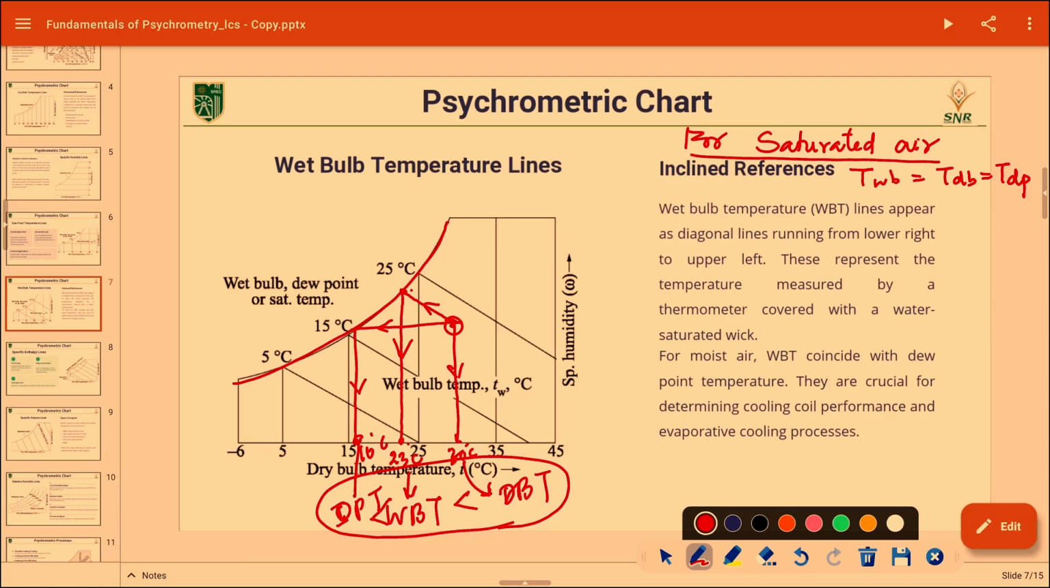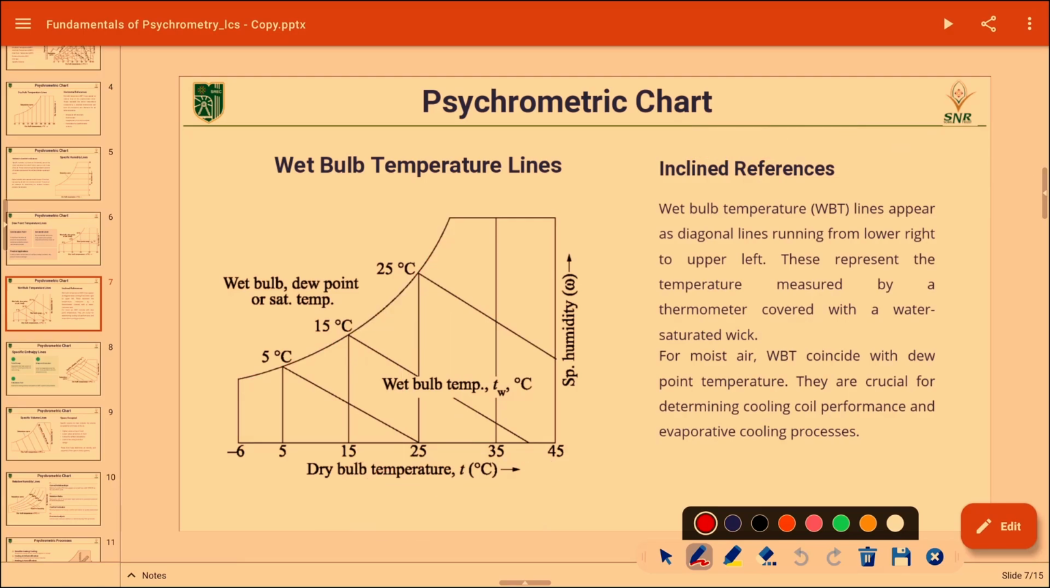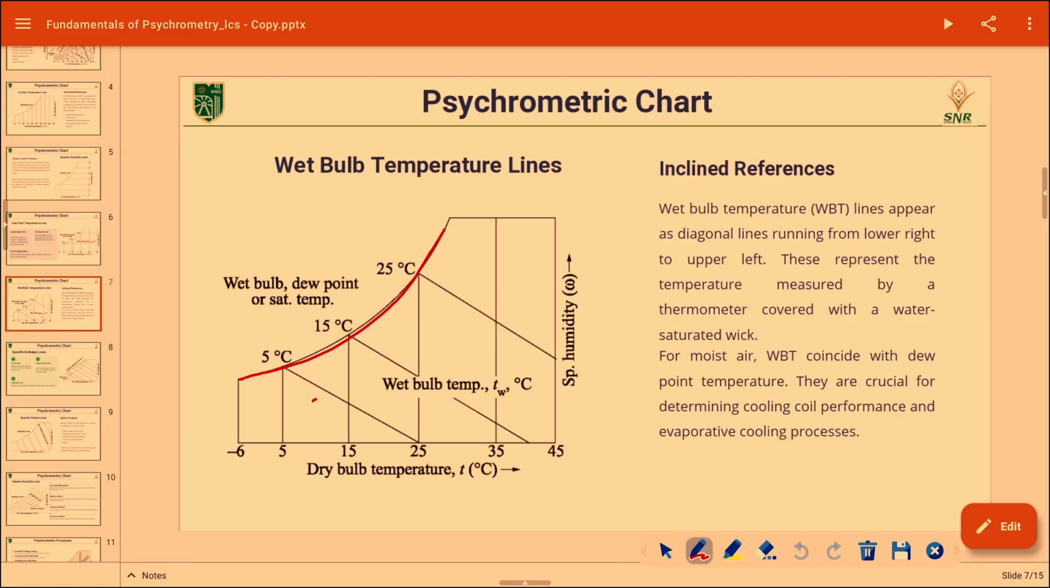So, let us graphically see how it happens. What line is this? This is the saturation line, where relative humidity is 100%. If I take a point on this saturation curve, what point is this? A point at saturation, right.